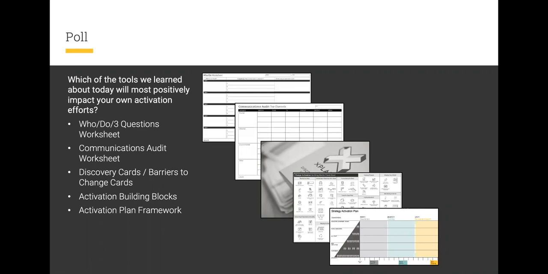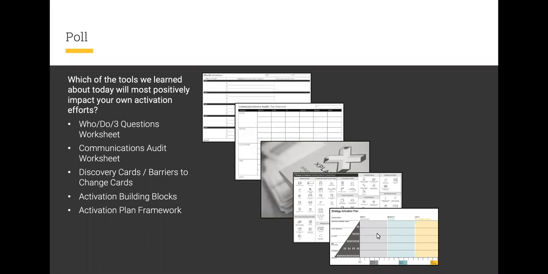We looked at 2 different card sort exercises to start to reveal and research what's underlying in terms of barriers and obstacles and going on in the culture. We looked at the activation building blocks, which is a collection of best practices that you could apply. And then we looked at the activation framework that can be used to put it all together. Let's take a look at how you guys are feeling about each of these tools.